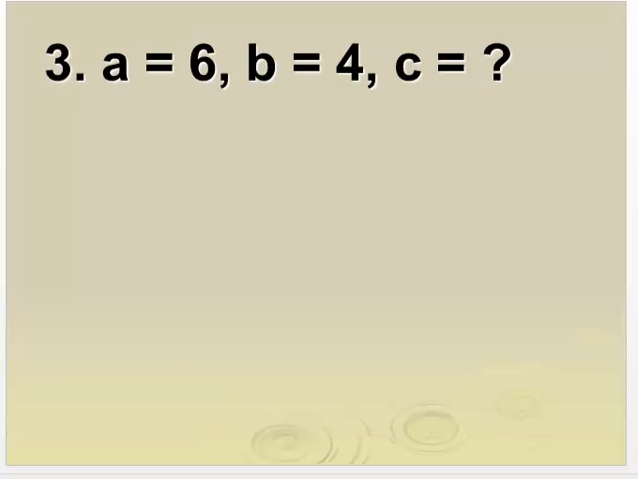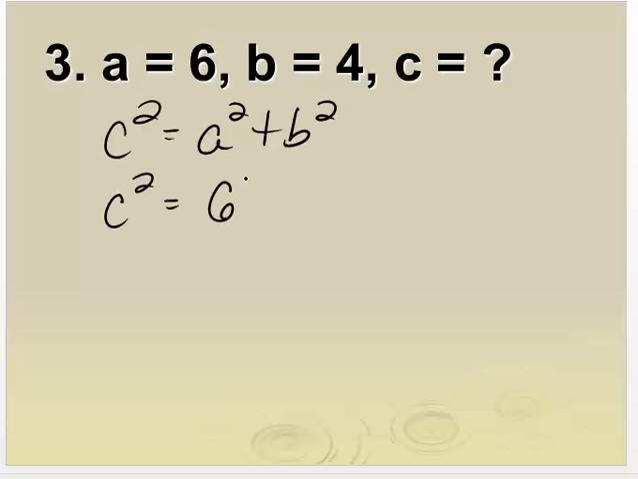Go ahead and try the next example. Pause your video, try this one. We'll be plugging in to C squared equals A squared plus B squared. C is what we're trying to find. A is 6, B is 4. So C squared equals 6 squared, 6 times 6 is 36, plus 4 squared, 4 times 4 is 16.